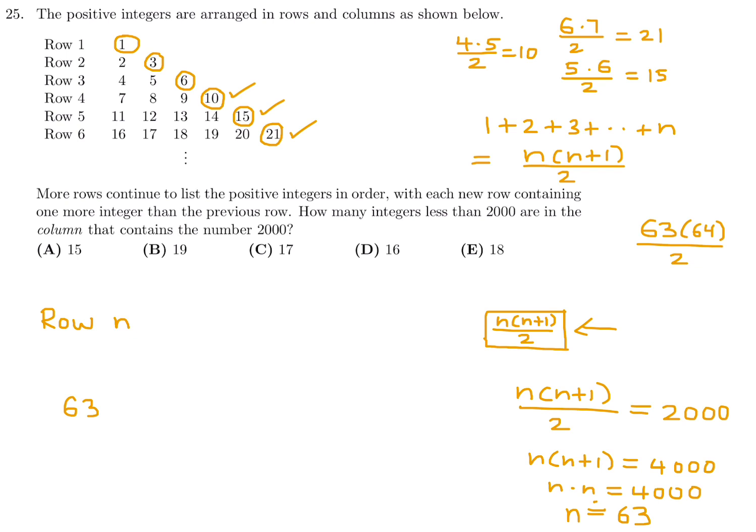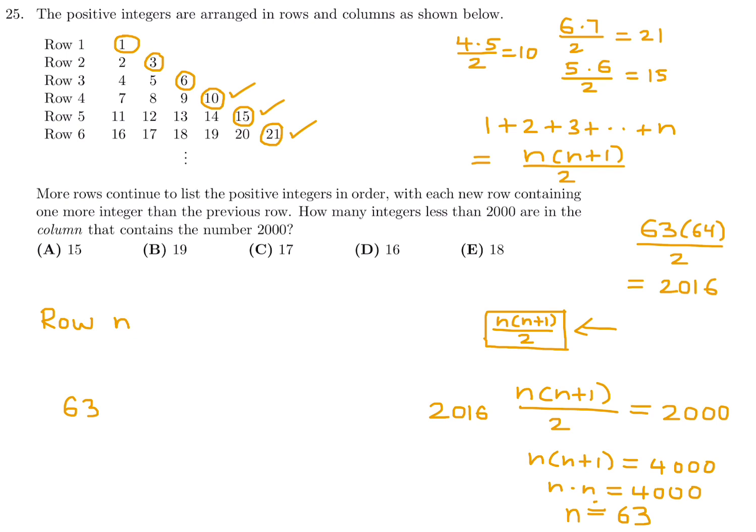And when you do, you get 2016. So that means in the 63rd row, the very last number is 2016. Okay, that's very helpful actually, because that means that the number 2000 is going to be in the 63rd row. How do I know that though?